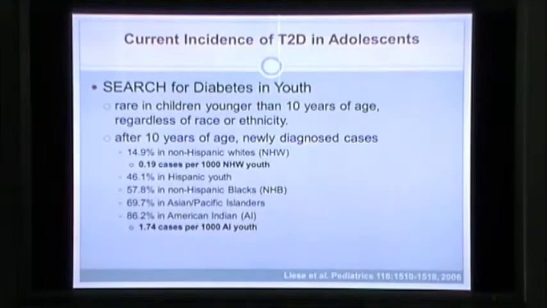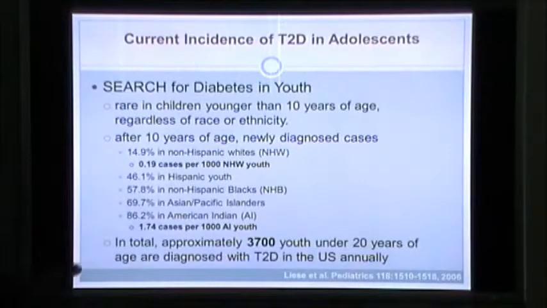After 10 years of age, type 2 diabetes represents about 15% of all new cases of diabetes among whites, about 50% among Hispanic youth, almost 60% among African Americans, about 70% among Asians and Pacific Islanders, and almost 90% of American Indians. New cases of diabetes are type 2. However, despite those shocking numbers that we all see in the papers all the time, this remains rare.